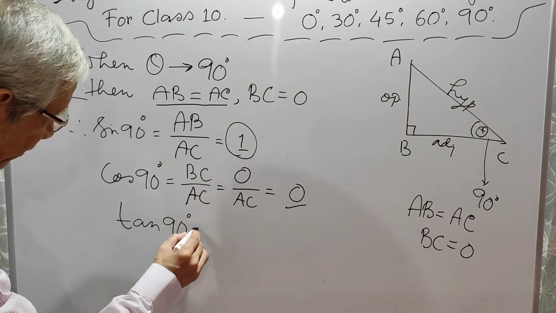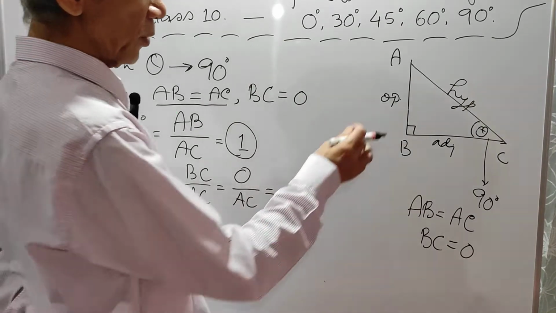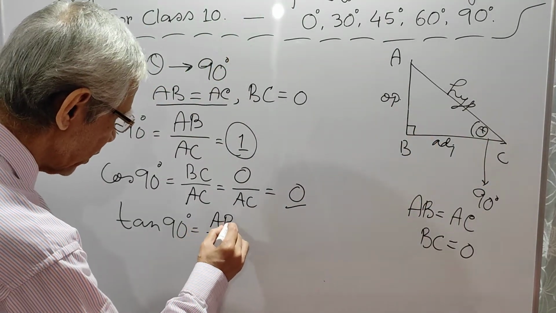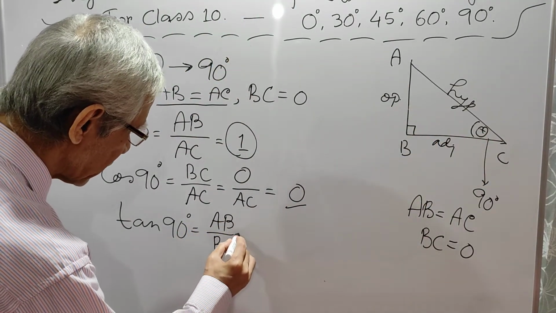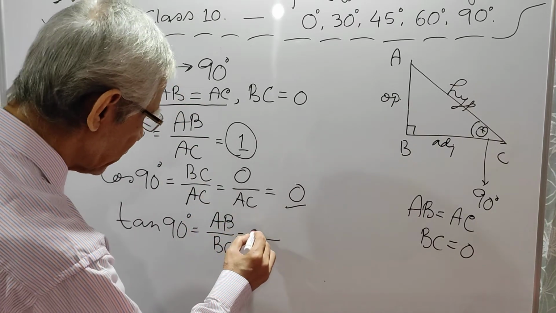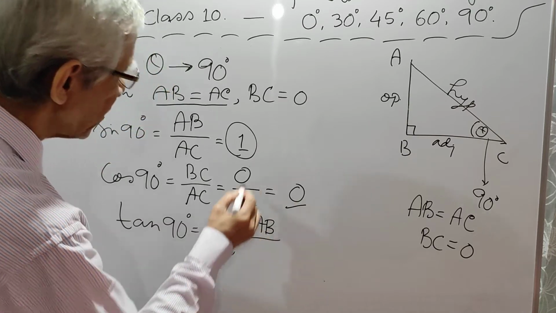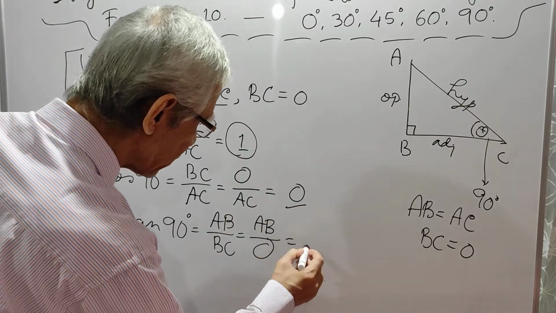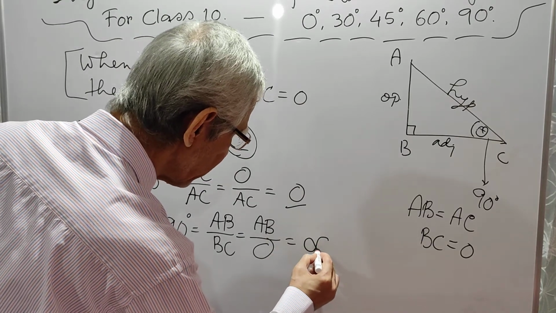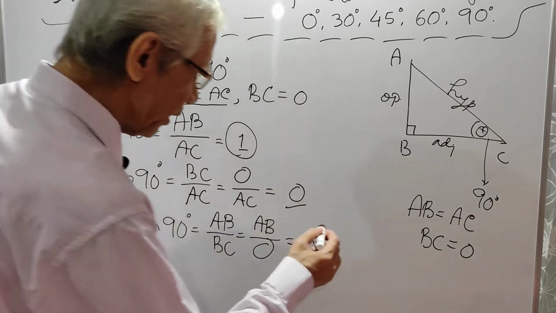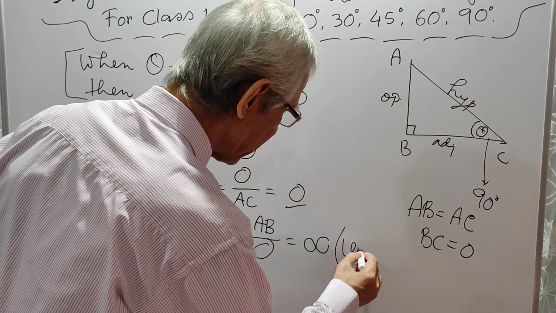Now come to tan 90. Tan of 90 degrees. What is tan? Opposite by adjacent, AB by BC. So AB remains AB and BC is 0. Now anything divided by 0 is called infinity. This is the symbol of infinity, and it is also called undefined.